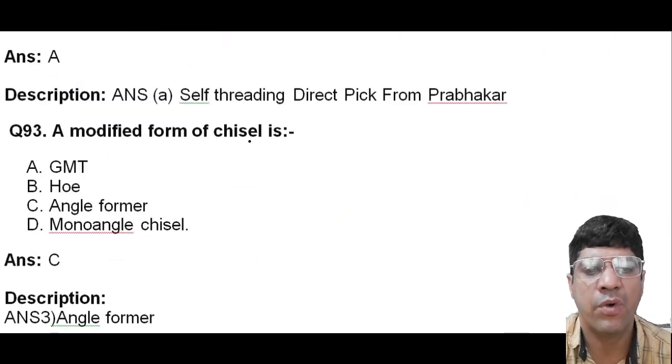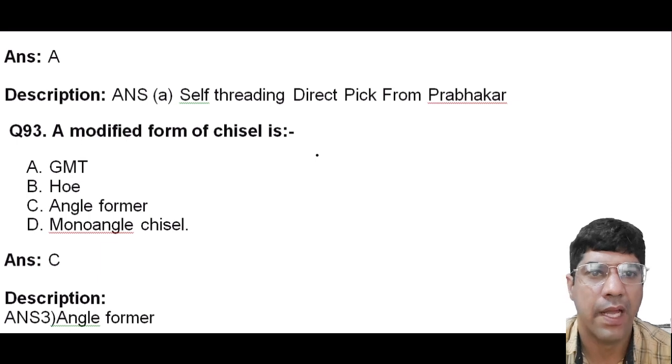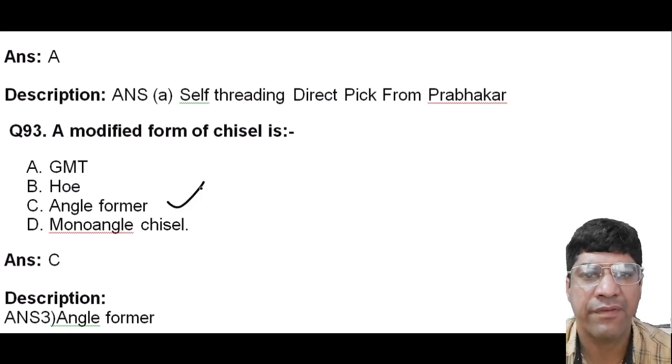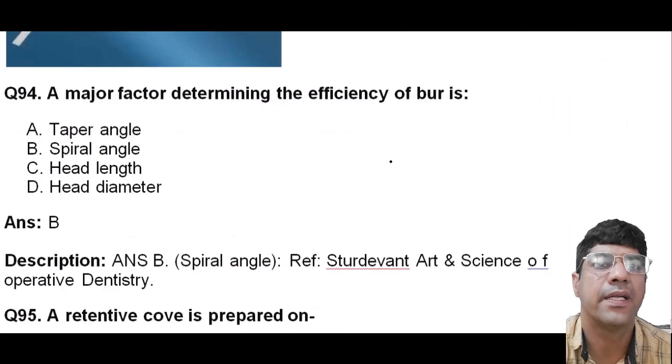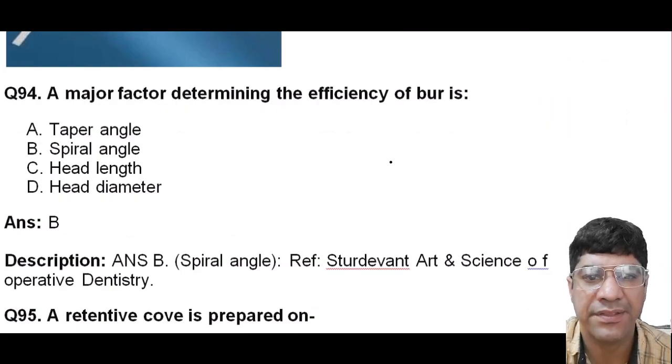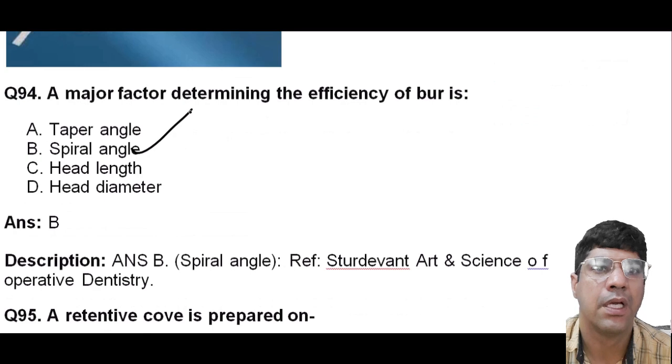A modified form of chisel is the angle former. So the angle former is a modified form of chisel. In this, the primary cutting edge is sharpened at an angle to the axis of the blade. The major factor that determines the efficiency of a bur is the spiral angle. Already discussed before, it is a repeat question.